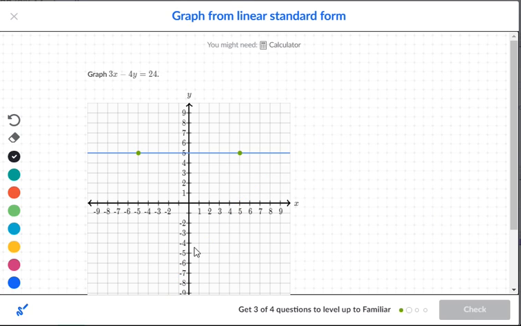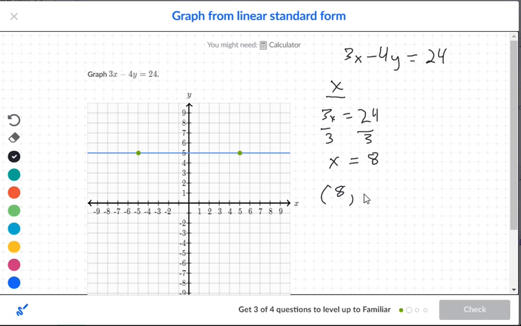Okay, let's move on to the next question. What I have here is 3x minus 4y is equal to 24. So what we're going to do here is take the 3x and set that equal to 24. In other words, we want to work with the x. So 3x is equal to 24. Divide by 3, so x is equal to 8. So x is 8 and the y is going to be 0, because that is the x-intercept that you found.